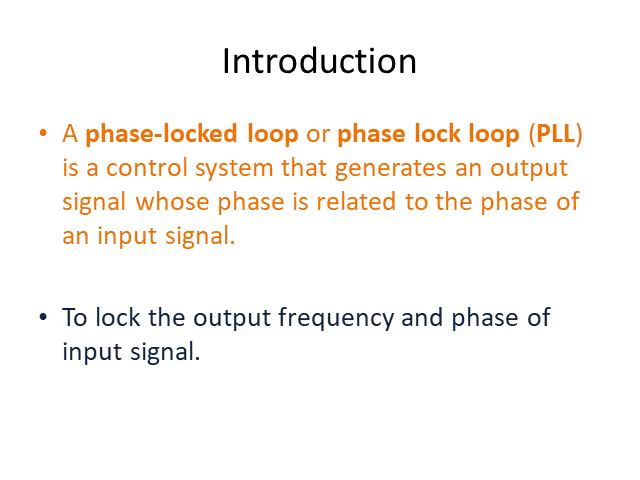Phase locked loop or PLL is a closed loop control system that generates an output signal whose phase is related to the phase of the input signal. The PLL IC 565 is usable over a wide frequency range starting from 0.1 Hz to 500 kHz. It has highly stable center frequency. The main purpose is to lock the output frequency and phase to the input signal.